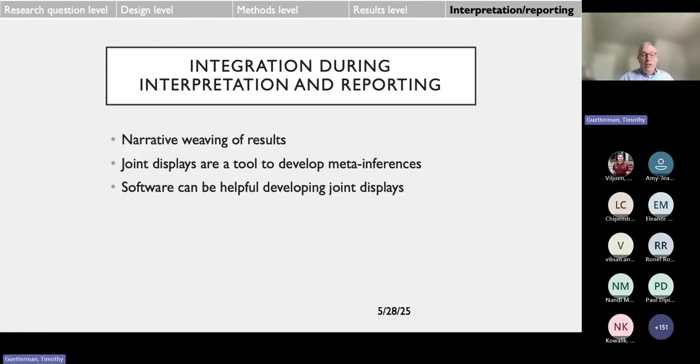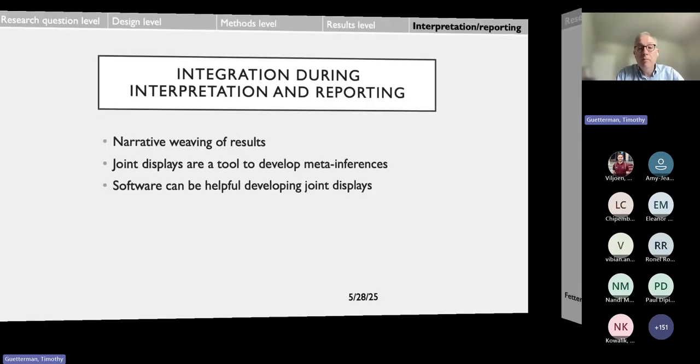So this integration can happen in a few different ways through a narrative. So this is what we learned statistically, and this is what we learned qualitatively. And these are our meta inferences. We could also use these joint displays as a tool to develop meta inferences, as we've seen. And then I also will mention that software can be really valuable for developing meta inferences as well.